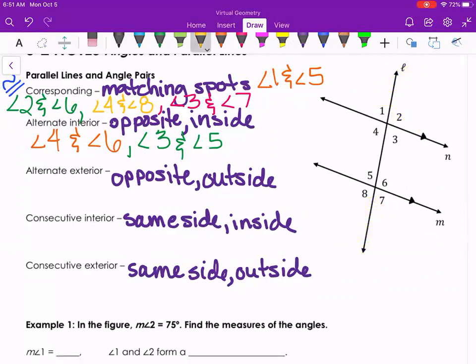Let's say we start with angle 1, which is on the left side of the transversal on the outside. We need something on the right side, so that's 2, 3, 6, and 7. Well, 2 is out, it's a linear pair. 3 is out, it's vertical. 6 is out, it's on the interior. 7 is the one that's left. So angles 1 and 7. Oops, sorry, I was writing that in the wrong spot. Angles 1 and 7.